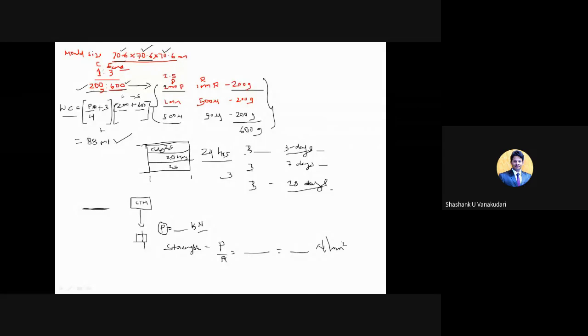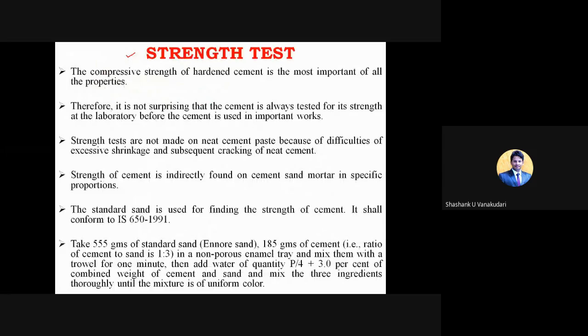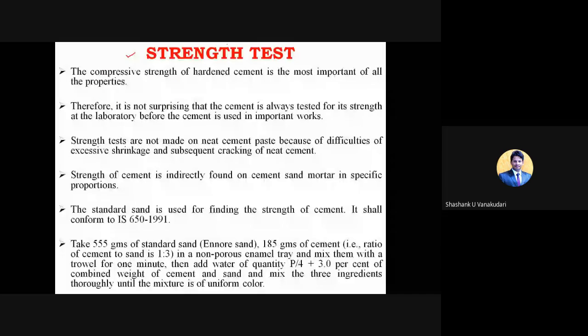So this is regarding the compressive strength test. For this, they have preferably taken 185 grams and 3 times more than this, in the sense 1:3. This is 1 and this is 3 parts. It will be 555. They can consider any quantities, but the thing is that the cement paste and all should be with the same proportionality.